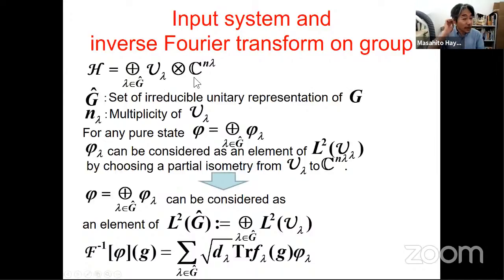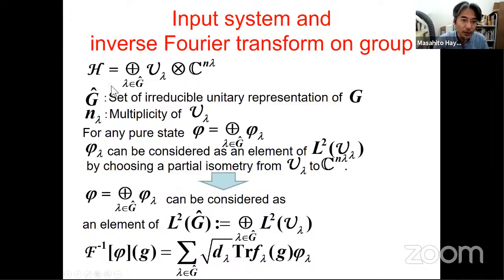In general, any representation space can be written back in this way. This is multiplicity. This is multiplicity. Once we have a unitary representation, sometimes we have the same equivalent component, an equivalent representation existing in the given representation. In that case, we need to consider multiplicity. So then we have this kind of unique description.